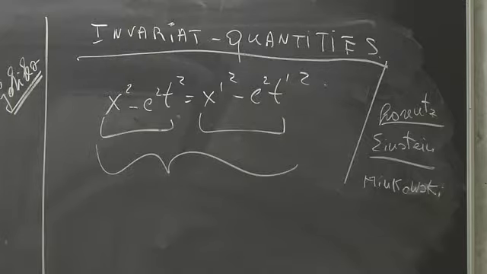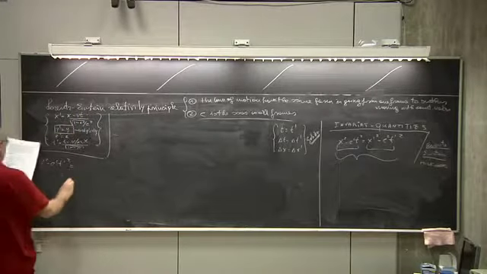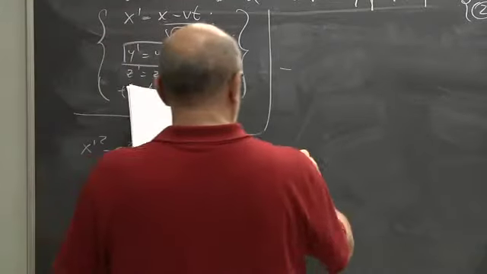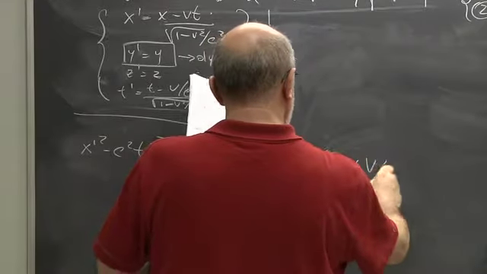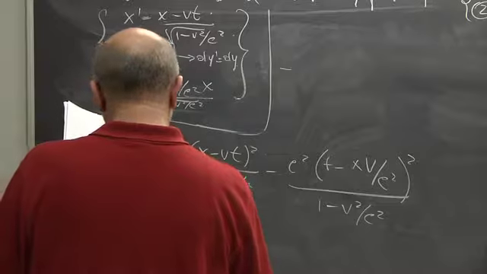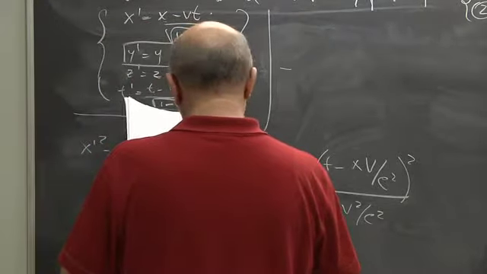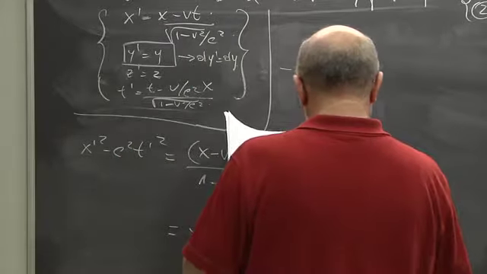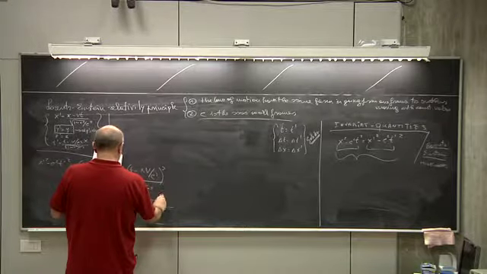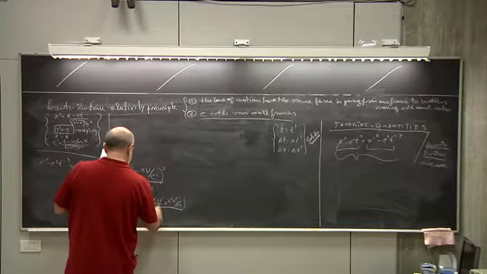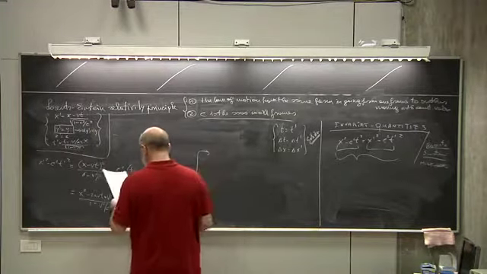So let's start and do that calculation. Let's take the right hand side, x prime squared minus c squared t prime squared, and insert the transformations. We get (x minus vt) squared over (1 minus v squared over c squared), minus c squared (t minus xv over c squared) squared over (1 minus v squared over c squared), which expands to x squared minus 2xvt plus v squared t squared, minus c squared t squared plus 2txv minus x squared v squared over c squared. So let's do this calculation.